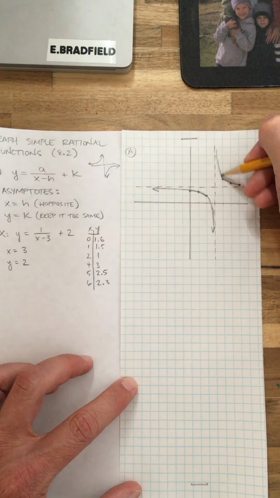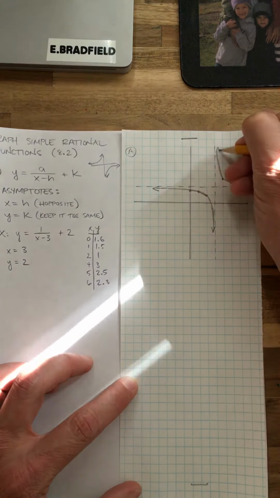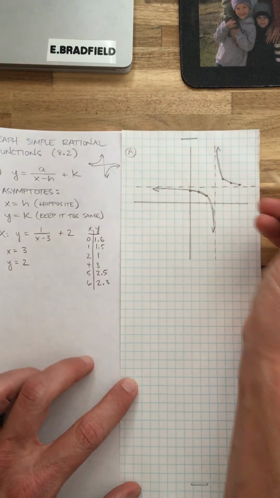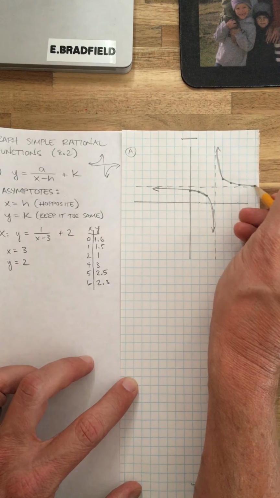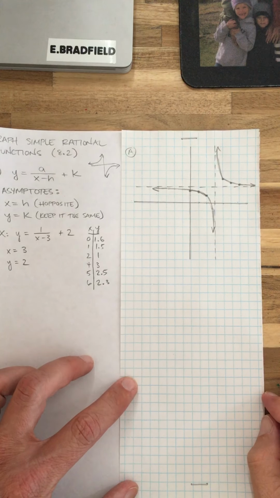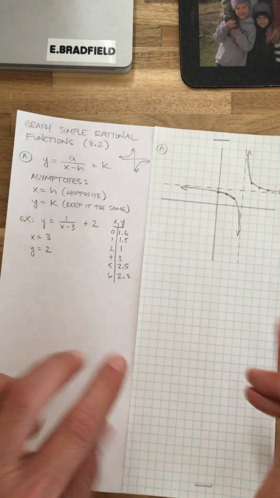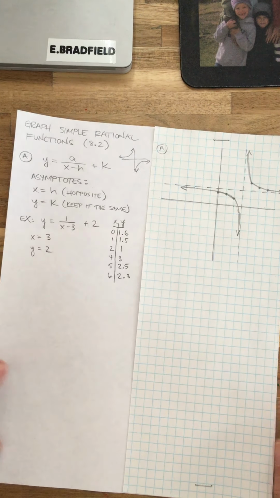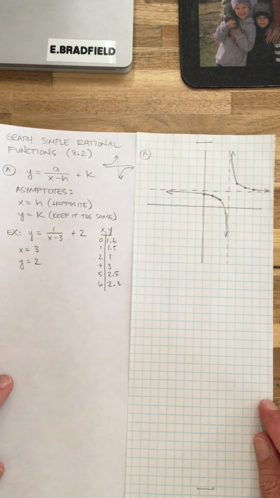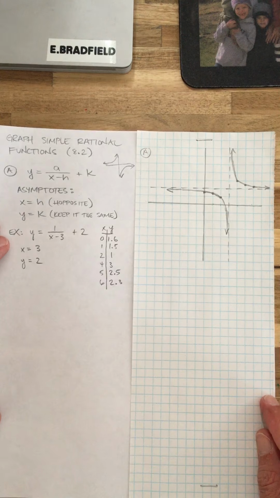All right, put a little arrow there and then curve this guy like that. Okay, so there is my hyperbola. This is the graph of a simple, quote unquote, simple rational function. I'm sure you're thinking this is simple. All right, let's do part B.